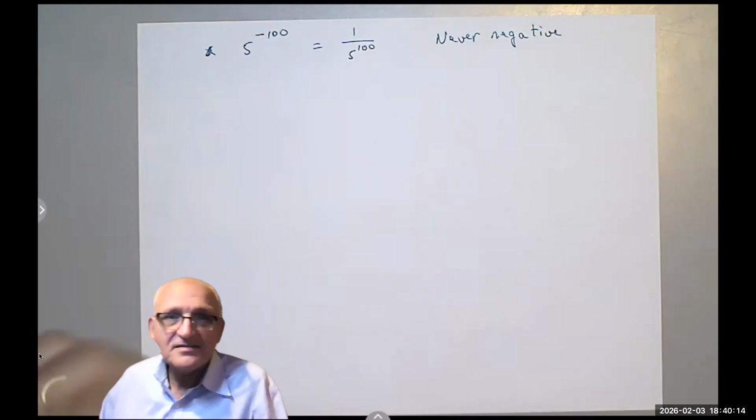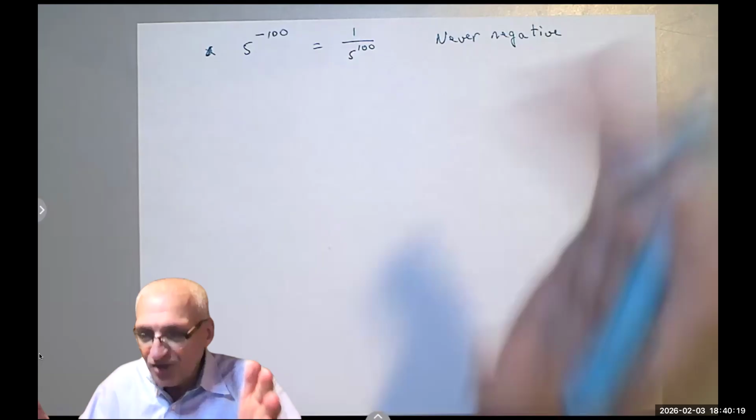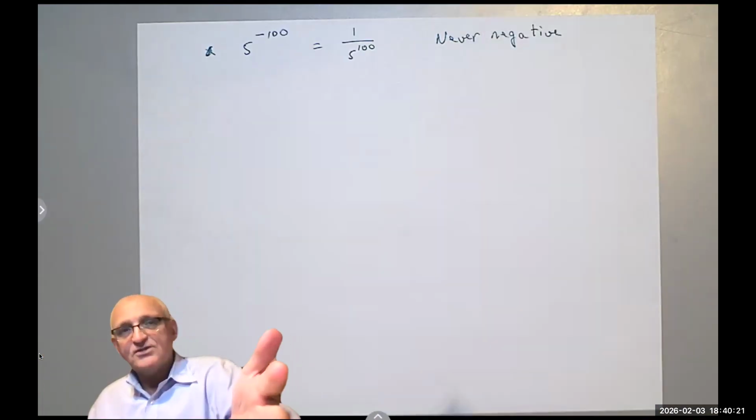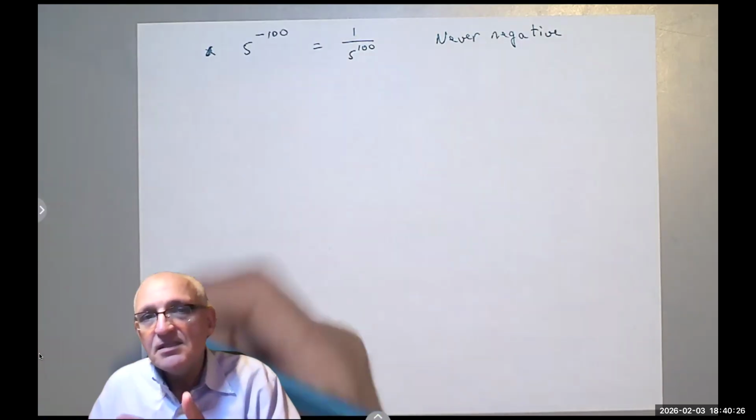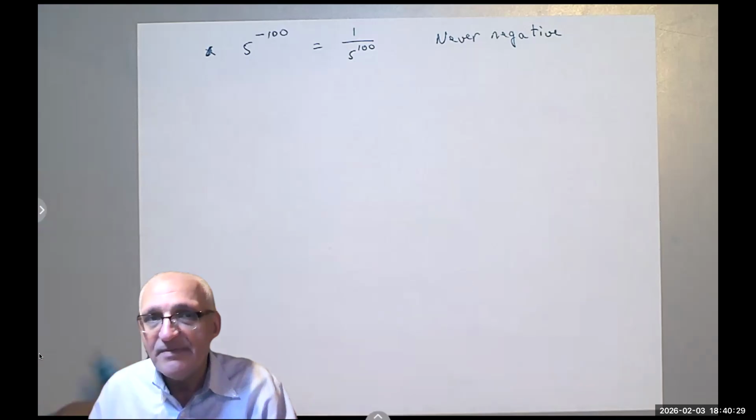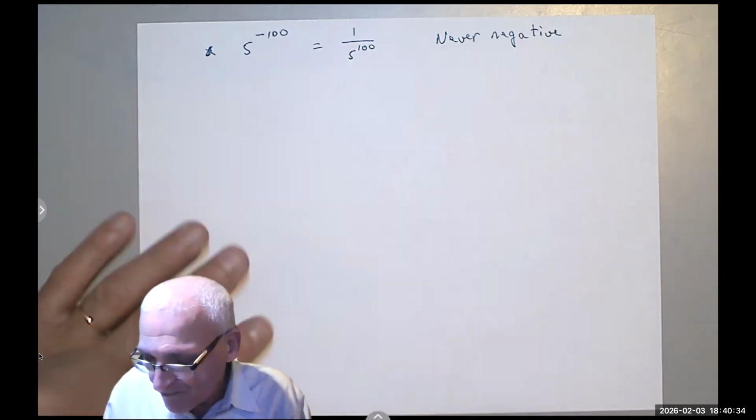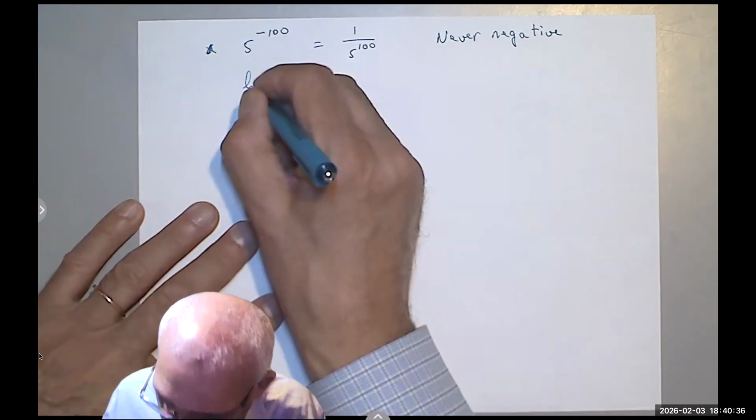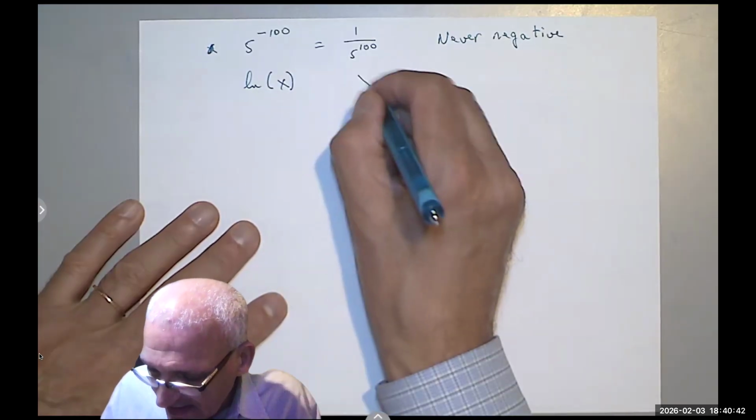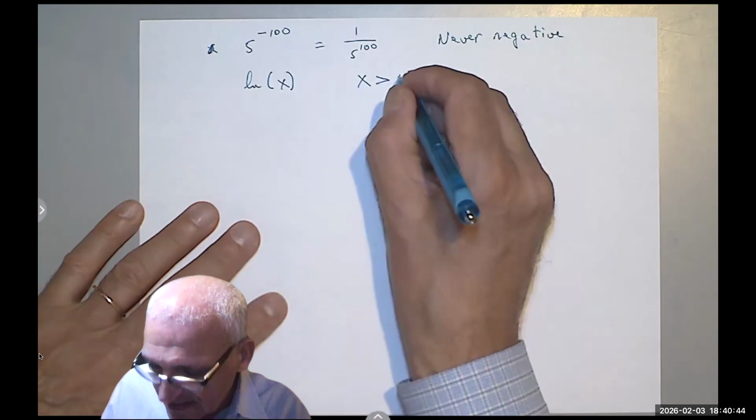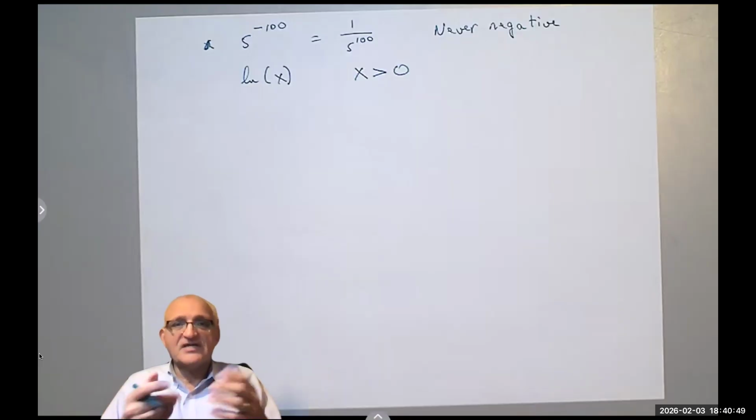On the other hand, we cannot take the natural log of a negative number. Again, if we are dealing with real numbers, the numbers from negative infinity up to positive infinity, but not complex or imaginary numbers. The natural log of x has to be greater than zero. Natural log of zero is negative infinity. You cannot even get zero.